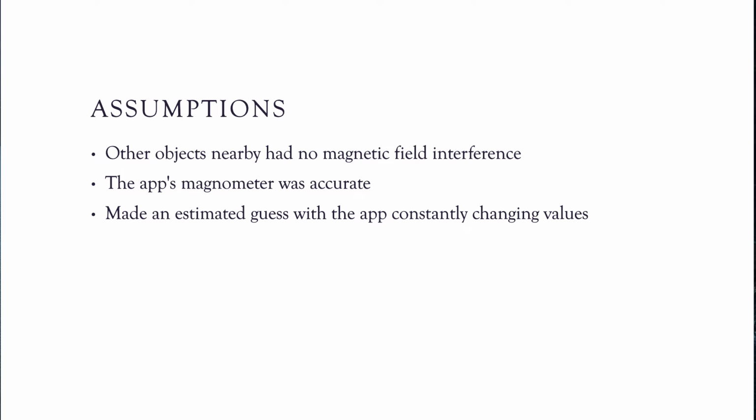And some assumptions that we had made during the lab were that other objects nearby had no magnetic field interference, and that the magnetometer app was accurate. And we had to make estimated guesses with the app because the values were constantly changing when it was still.